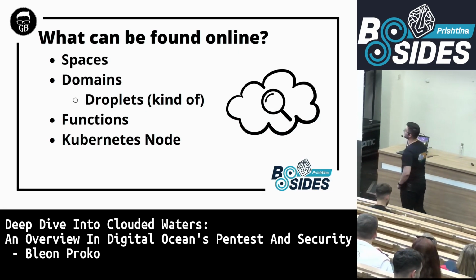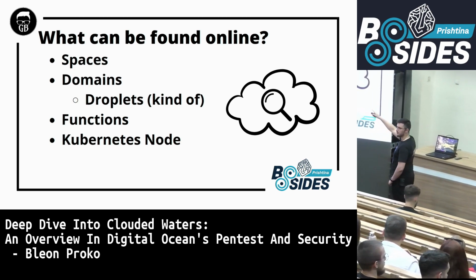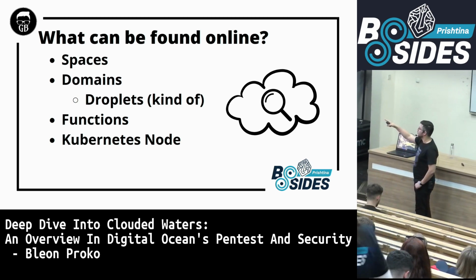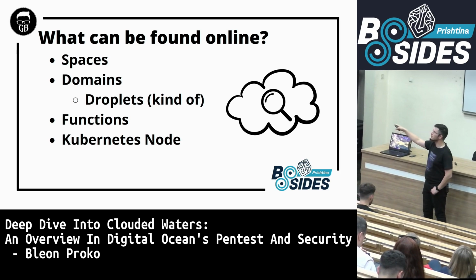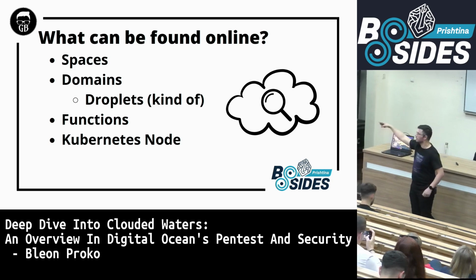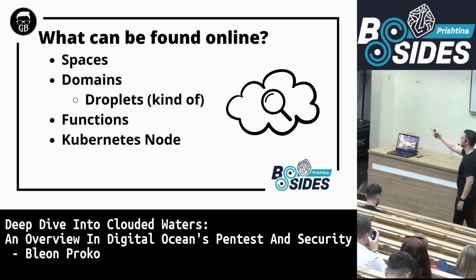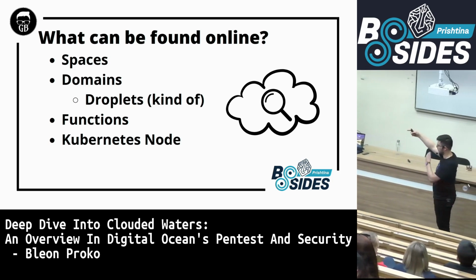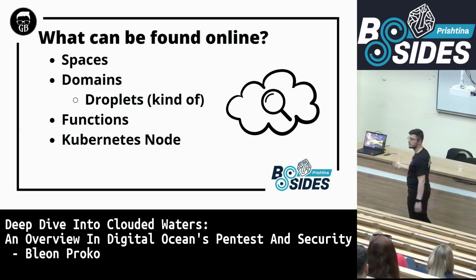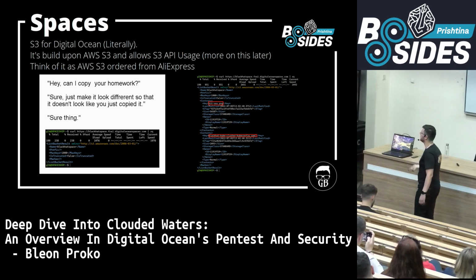What you can find online are spaces, which, as I said, is their version of buckets. They have the domain and droplets, which can have a domain record assigned. So that's how you will be able to find them. They have functions, which can be found, and they have the Kubernetes node, which has a public endpoint.